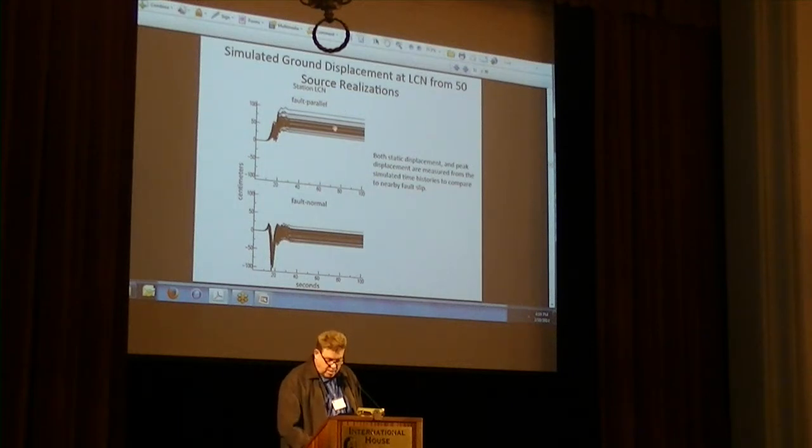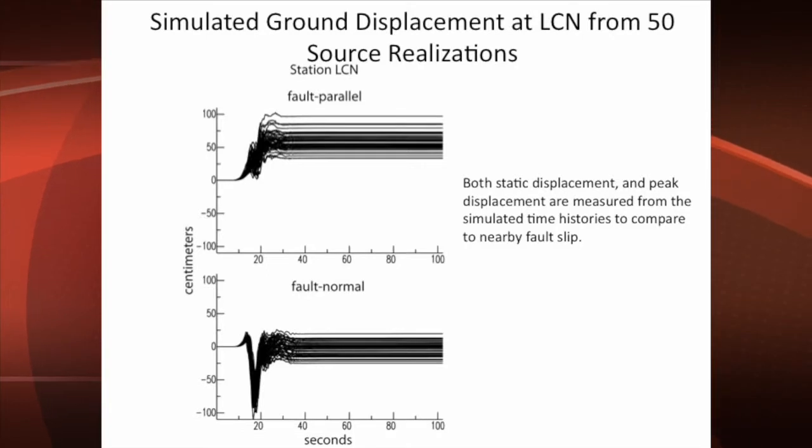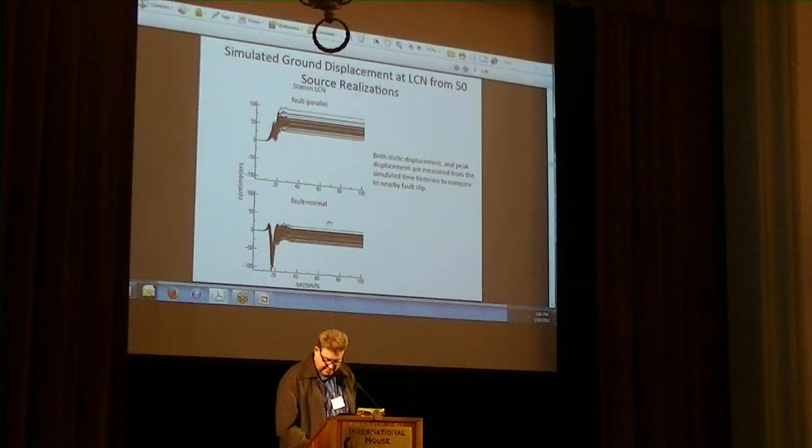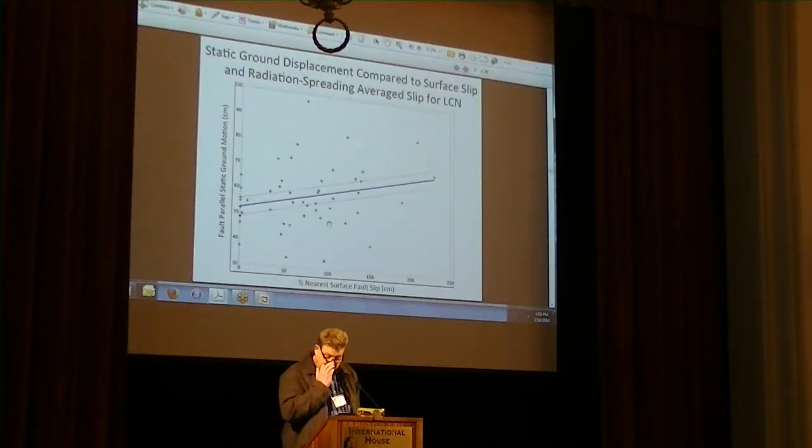Okay, so one measure that was suggested that we look at is peak displacement, and then another that I thought would be interesting to look at is a static offset. They're very similar, obviously, on the fault parallel component; on the fault normal component, they're a little bit different. Okay, so this is a plot now showing on the x-axis 1/2 of the nearest surface fault slip, 0 to about 230 centimeters or so.